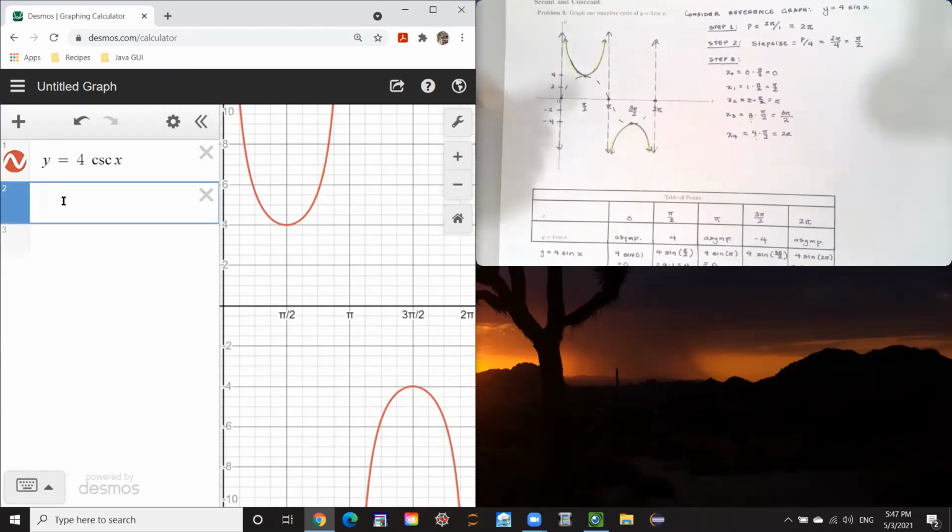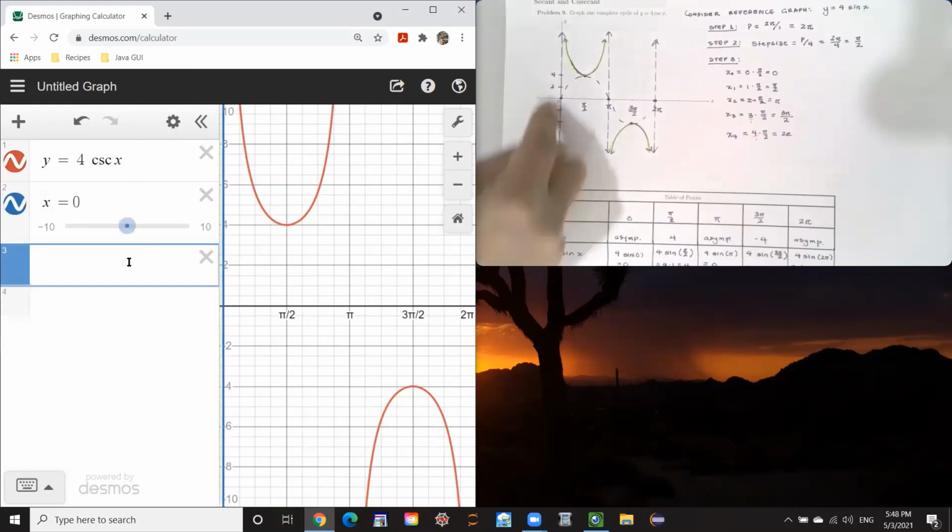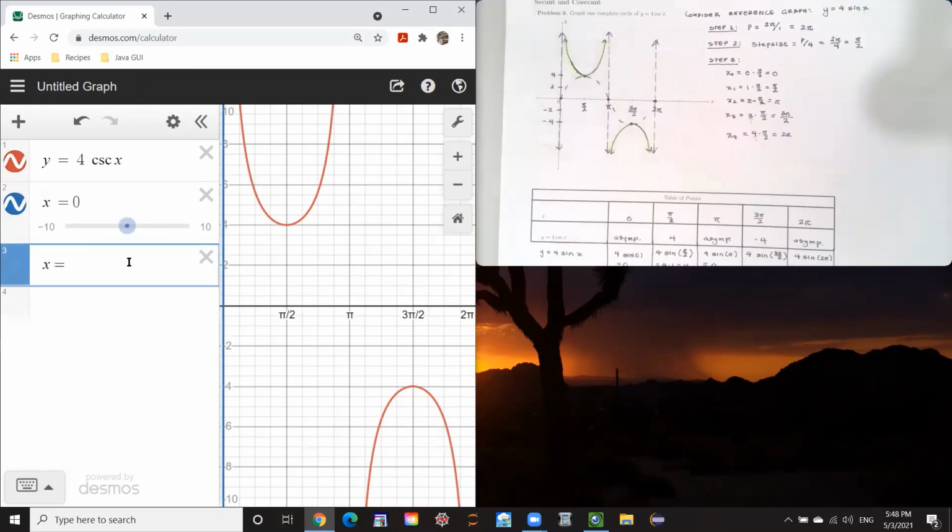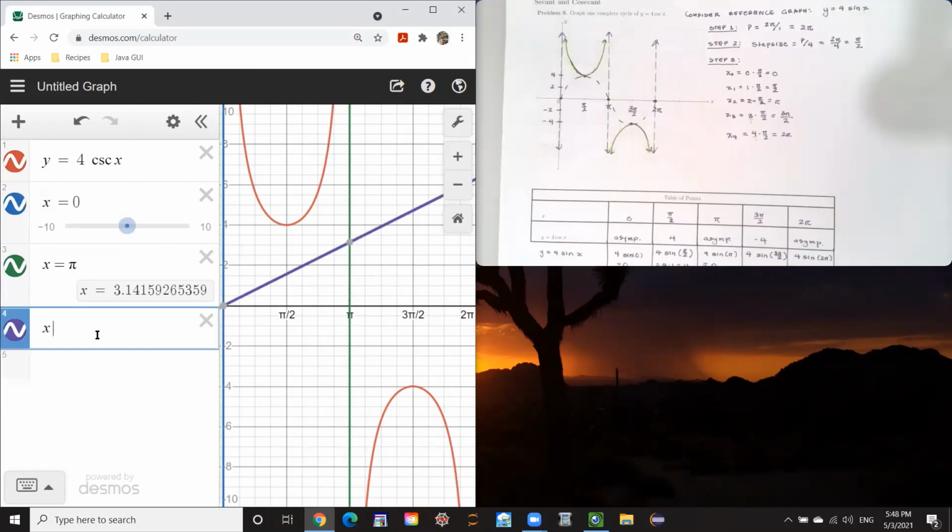Remember, when we are given the equation of a vertical line, we have to write x equals and then the point through which it passes. So it passes through 0. This one is passing through pi, so this would be x is equal to pi. And then the next one would be x is equal to 2 pi, which you can hardly see because we restricted the window a little there, but that's okay.